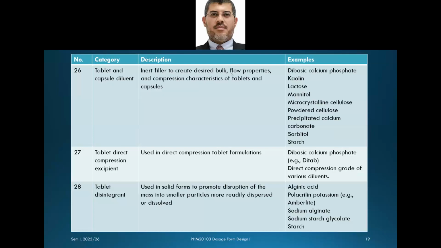Second thing, it affects the flow properties. For the purpose of manufacturing, I need the powder to have a good flow so that it will flow regularly in the tablet machine so that I will have uniform tablets of the same weight. So I should also choose a diluent that has good flow properties and can improve the flow properties of the whole mixture.